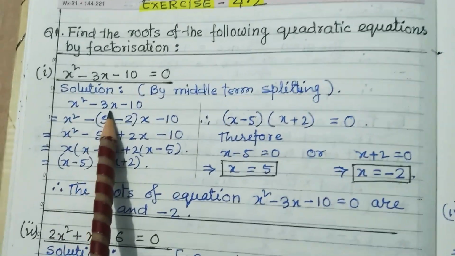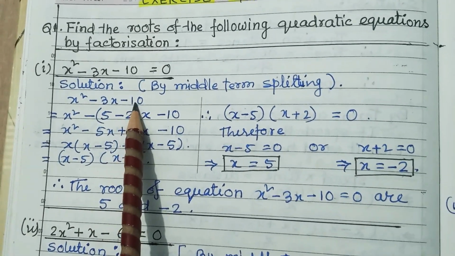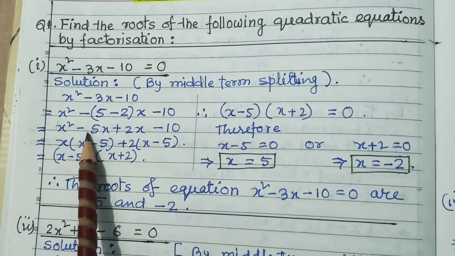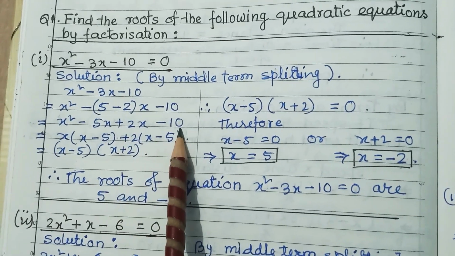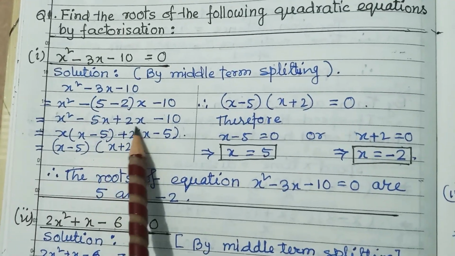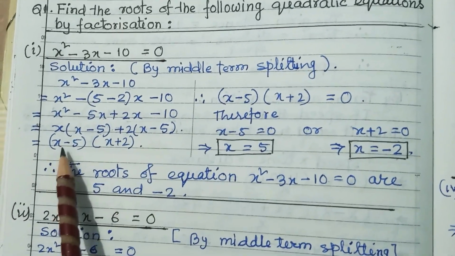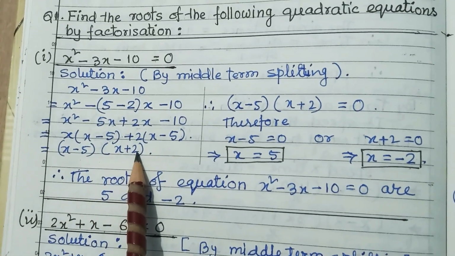x square minus 3x minus 10. Factors of 10: 5 twos are 10, so 5 minus 2 is 3. It is x square minus 5x plus 2x minus 10. x is a common factor out of the first two, and 2 is a common factor of the last two. So x minus 5 is common, and x plus 2 is the other factor.